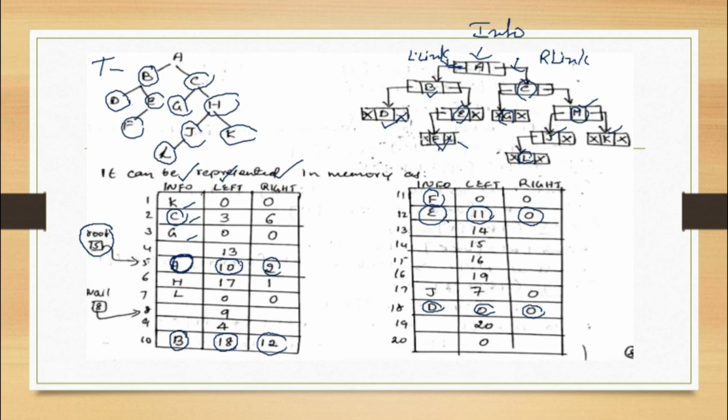Next, similarly, let us go through the left child of E. The left child of E is F, so that is also done. Next, we have to go through the left and right child of C. C is in the third location. In the third location, G is there, which is its child, and in the right link, that is 6. In 6, what is there? You have H, which is the right link.